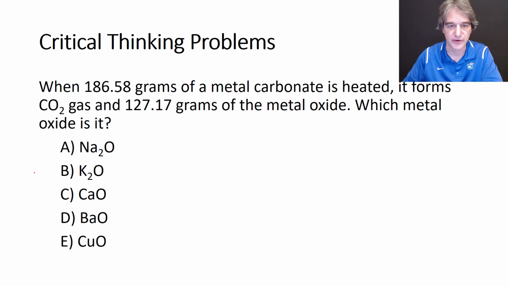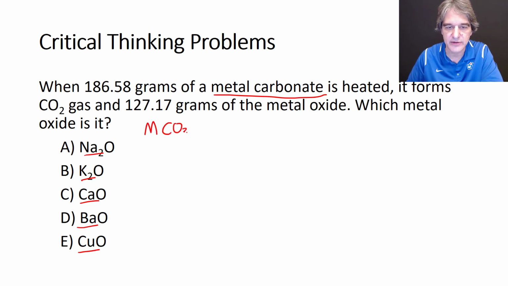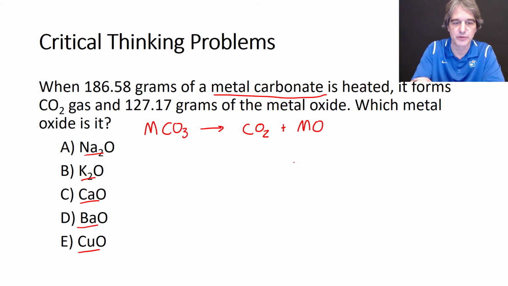So here's our balanced equation for this. We have some kind of metal carbonate, but we don't know what the metal carbonate is. But if you look at the answer choices, this would be copper, only 1 copper with the carbonate, 1 barium with the carbonate, 1 calcium, 2 potassiums, and 2 sodiums. So what we basically have is a metal carbonate decomposing into CO2 plus the metal oxide. And this M could be calcium, barium, copper, or it could be Na2 or K2. But in our balanced equation, our coefficients are all 1.